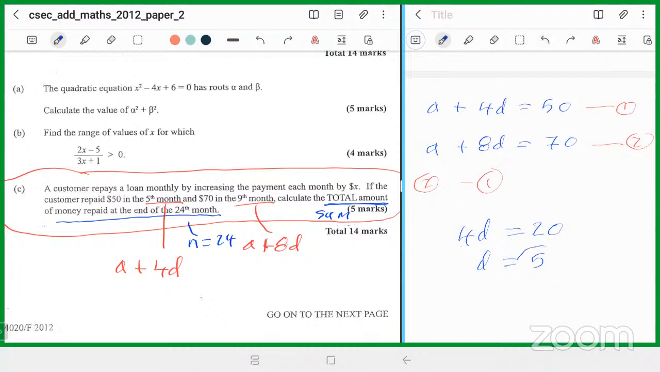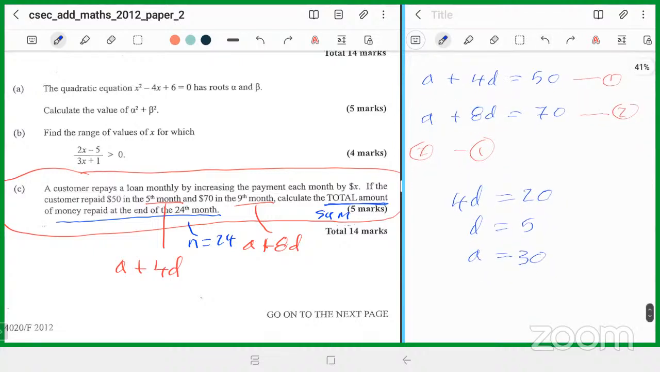Then if I take this 5 for the D and drop it up here in the equation, 5 times 4 is 20, and I have to add 30 to 20 to make 50. So A equals 30. Let's check it. If I drop this right here, 5 times 8 is 40, and 40 and 30 is 70. Good. So A, the first payment, is $30.